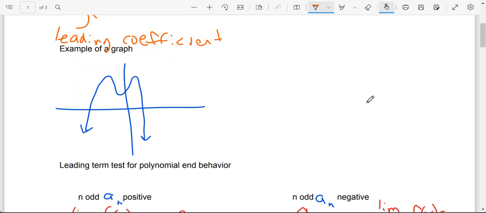Here's an example of a graph that's a polynomial function. How do I know it's a polynomial function? Well, it's continuous, I hope. Also, notice its turns are smooth. Even though I did not draw it smooth, they're meant to be smooth. So smooth turns and continuous all point to it being a polynomial.